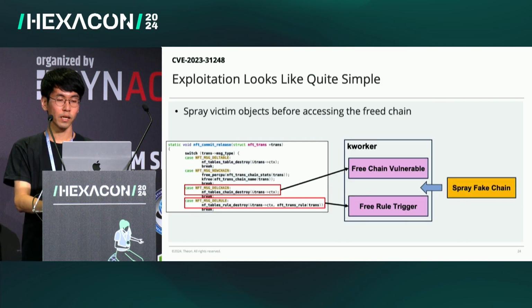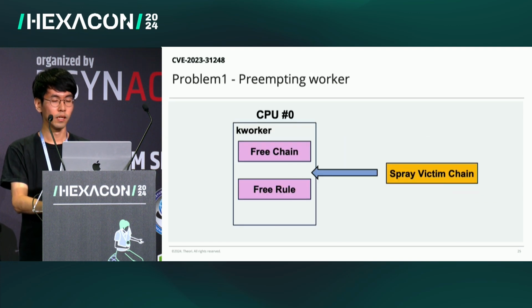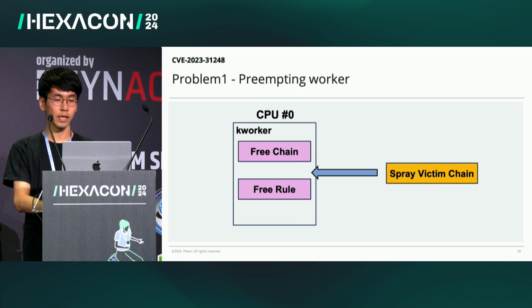Now, it looks like we can easily exploit the vulnerability. It appears that we can exploit this by spraying a fake chain after the chain is freed, but before the rule references the chain, so that the fake chain is referenced when the rule is freed. Sadly, this was not as easy as I thought it would be.